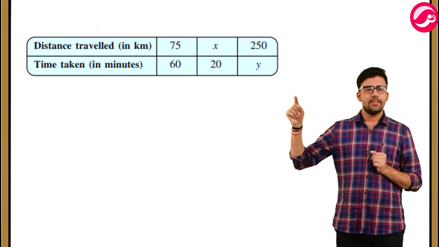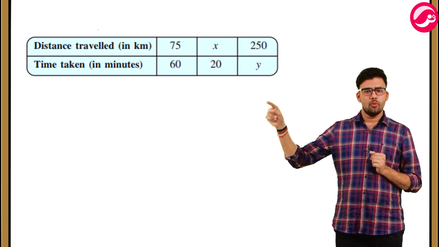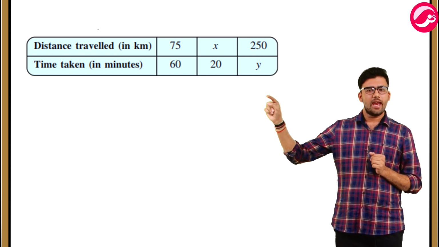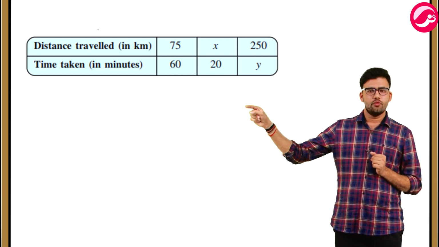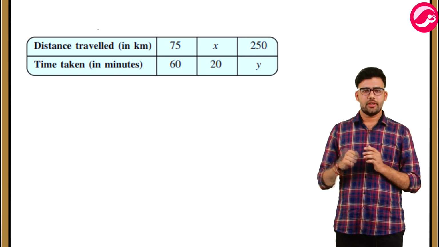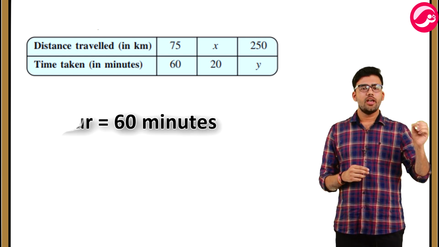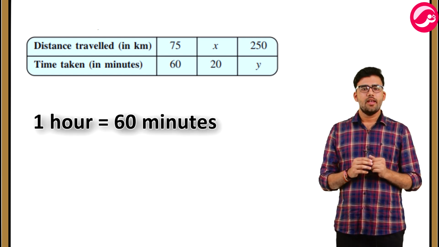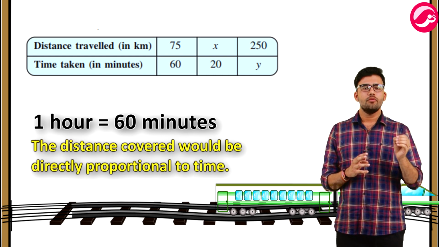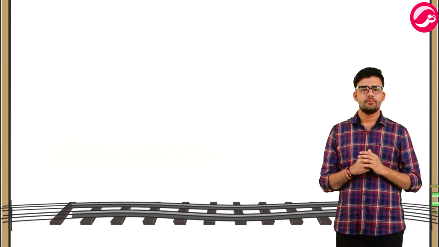Now we can see a table, distance traveled in kilometers and time taken in minutes. The values are 75, x which we have to calculate, 250, and the corresponding time taken values are 60, 20 and y which we have to calculate. We should remember that 1 hour is equal to 60 minutes. Since the speed is uniform, the distance covered would be directly proportional to the time.